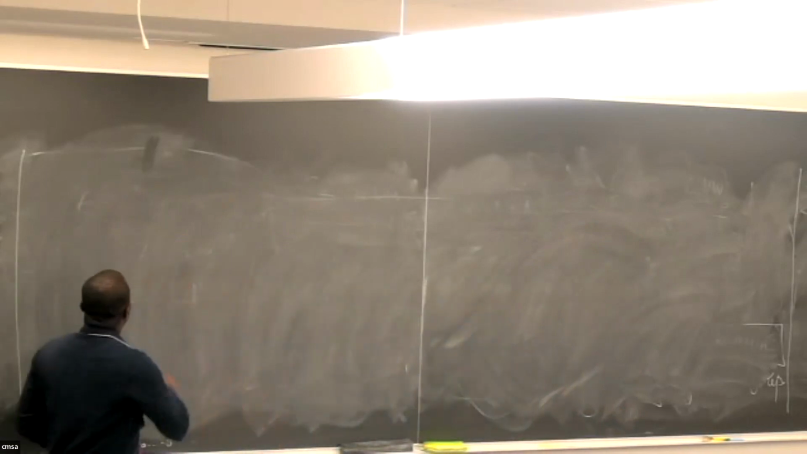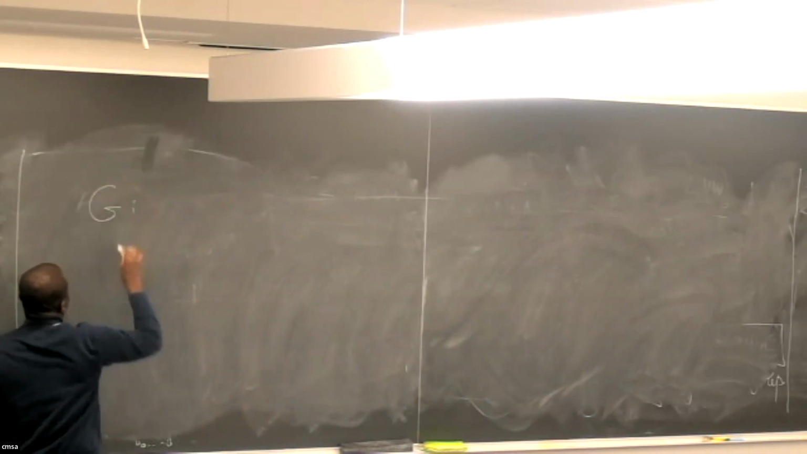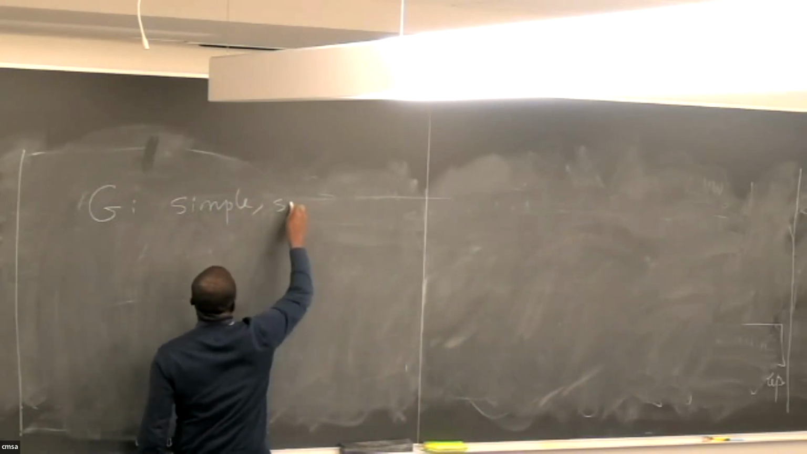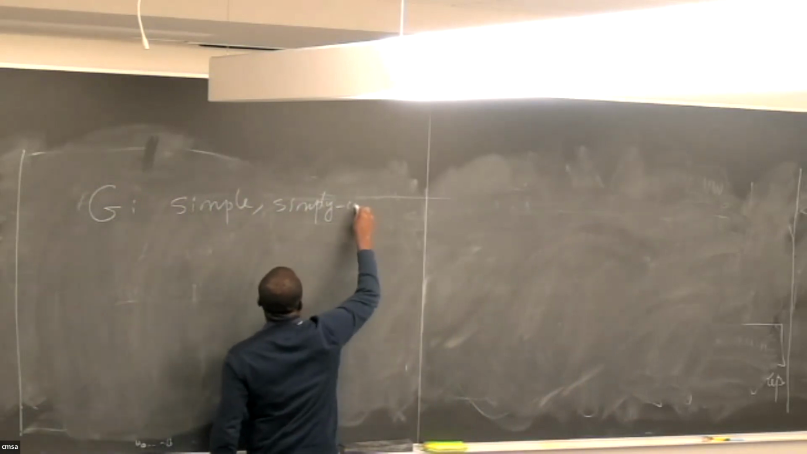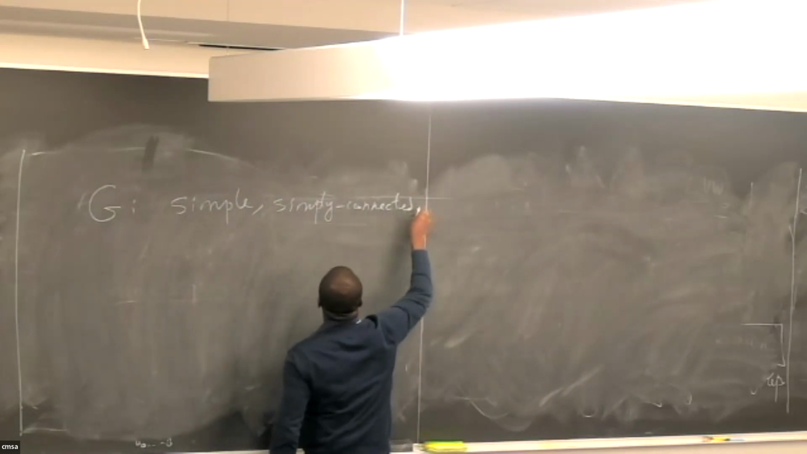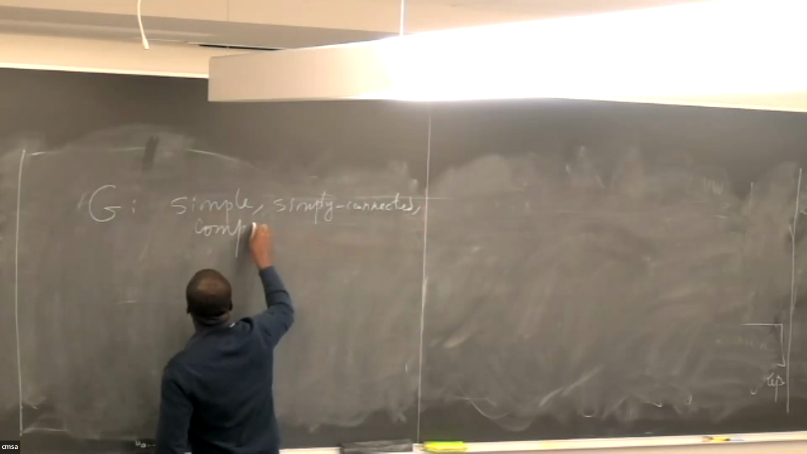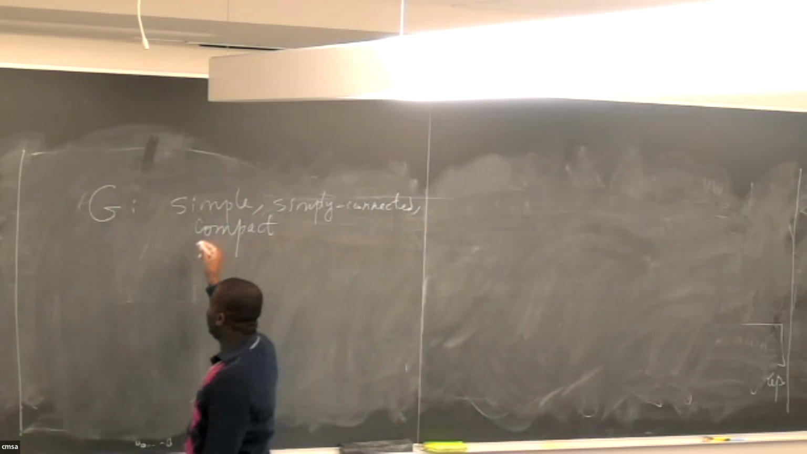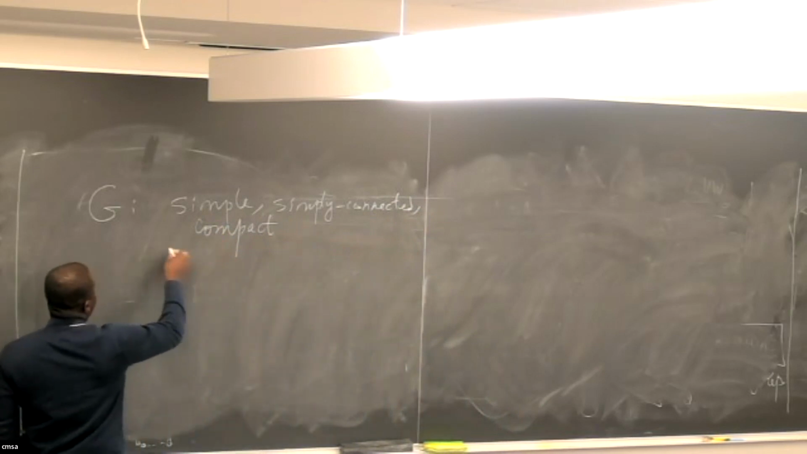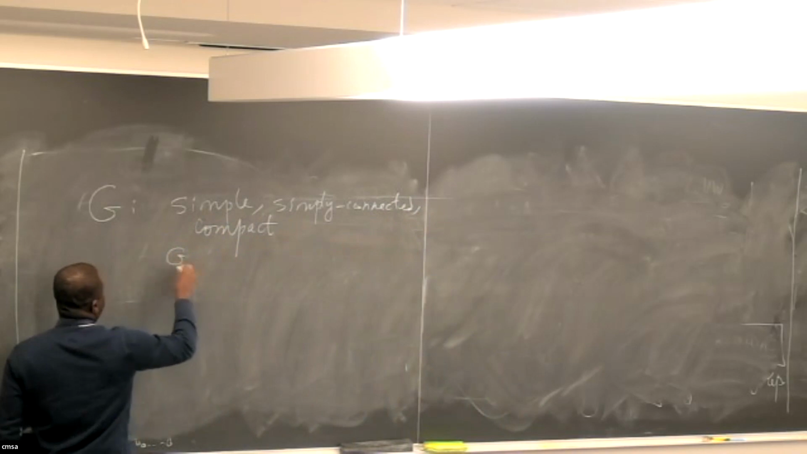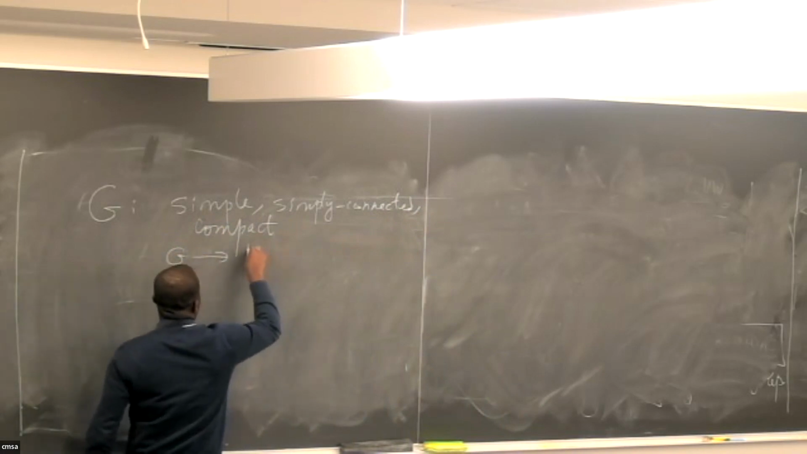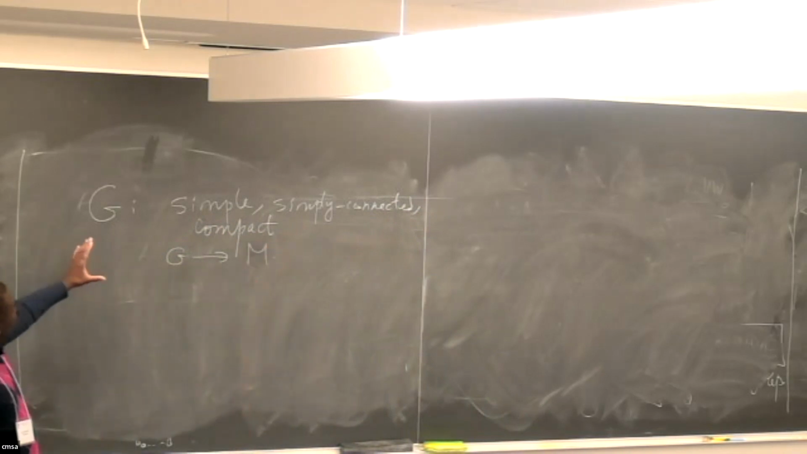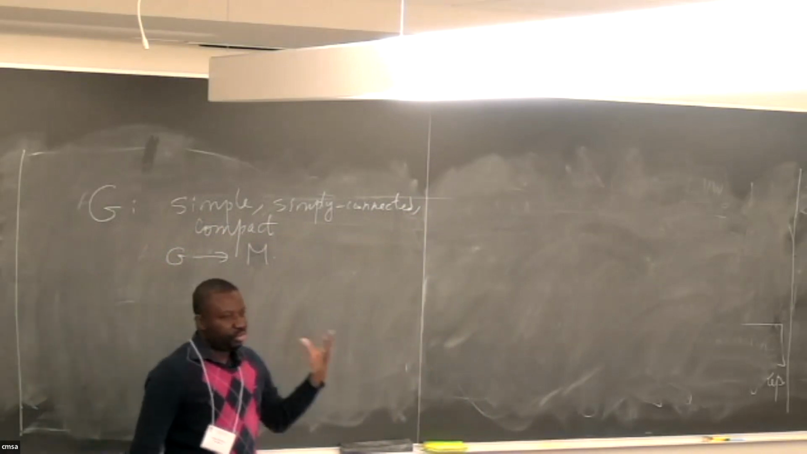The first thing that you do: first of all, the groups that I will consider will always be simple, simply connected, and also compact. That's when you can say the most. Then I will consider what happens when you have some group G that is inside some group M.